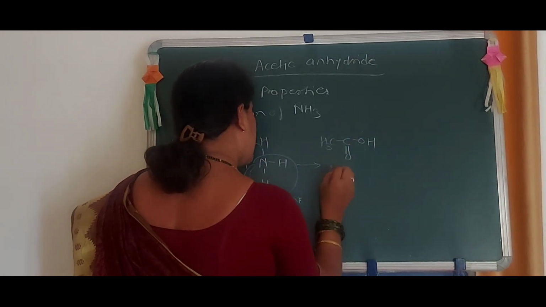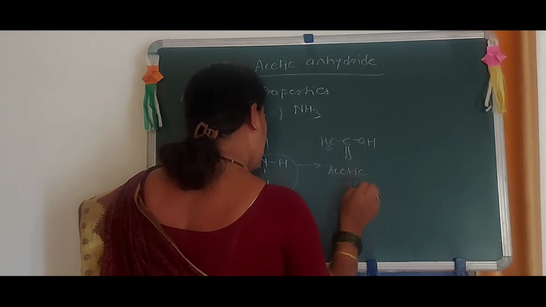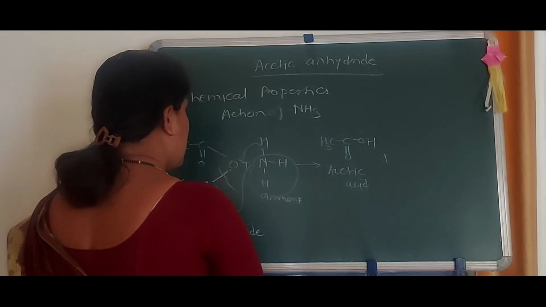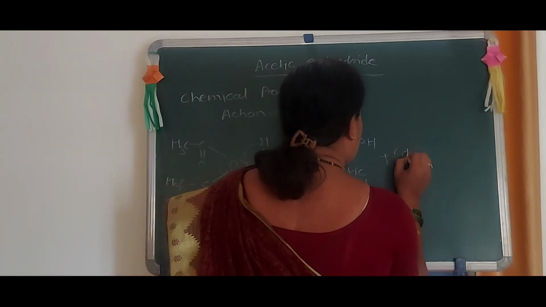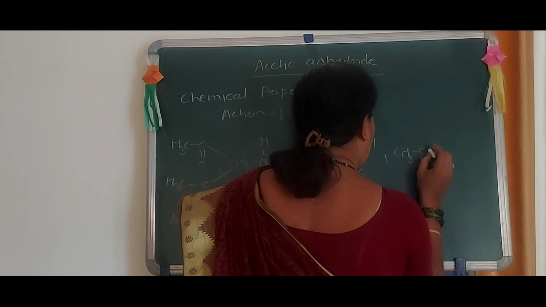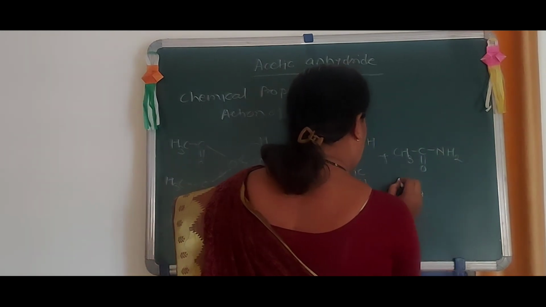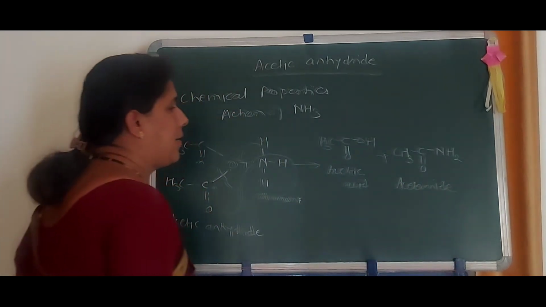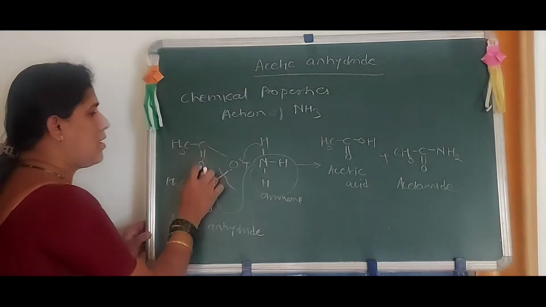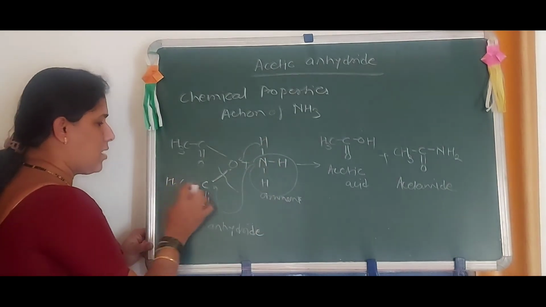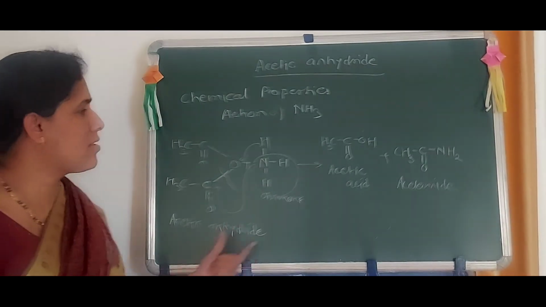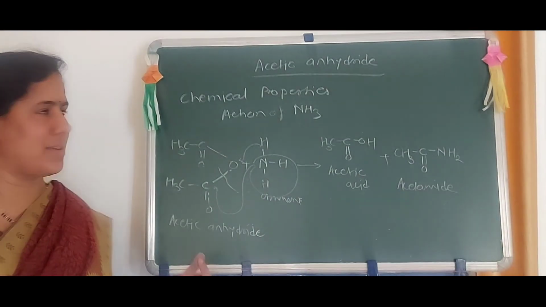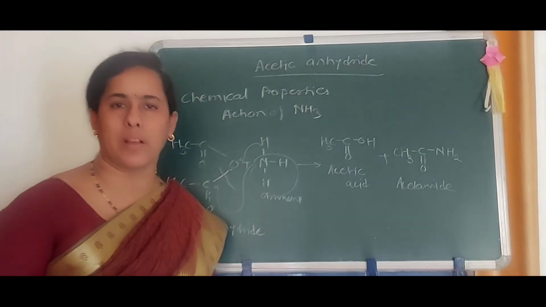CH3COOH, that is acetic acid, plus second, the formation of CH3CONH2, acetamide. Thus two products are formed by the reaction of ammonia with acetic anhydride. Thus we have completed here the chemical properties.